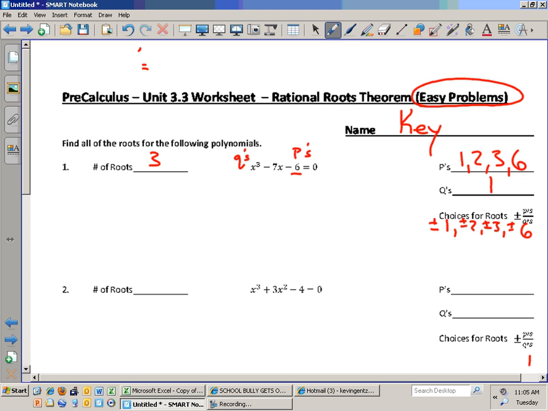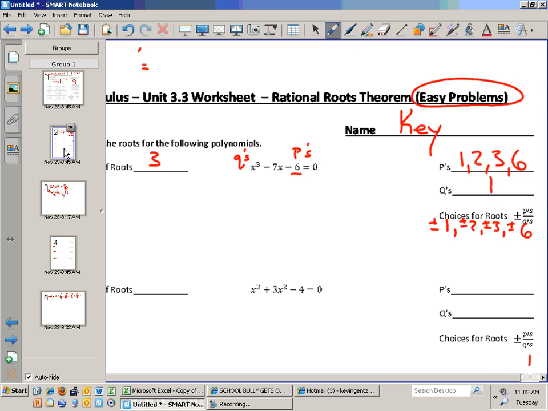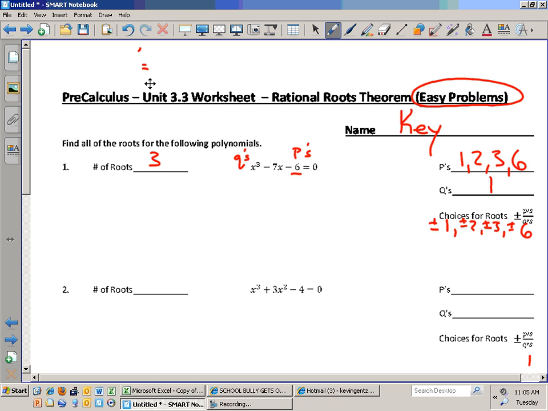You will get 0. Look at the chart that I gave you. It says identify the p's and the q's and then do this. Use synthetic substitution to identify the root, which is plug in each choice till you find one that works. I like to start with the easy number. The easy number to plug in is 1, and so that's the one I'm going to use. What's 1 to the third? Minus 7 times 1 would be negative 6, minus 6 is negative 12. So that didn't work. 1 did not work. Then I moved to negative 1. I'll try negative 1. What's negative 1 to the third?